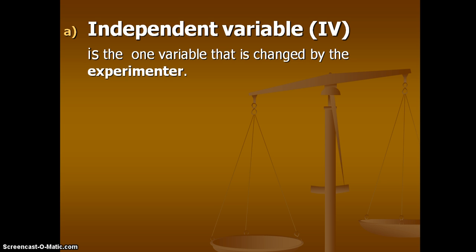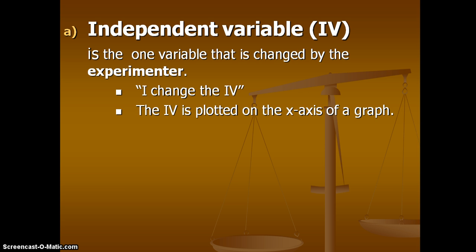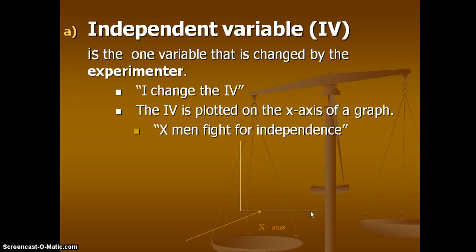An independent variable is the variable that is changed by the experimenter. We're going to remember that, and we talked about this little saying in class, that I change the IV, right? That's I as the experimenter and 1 changing the independent variable. And when we think about graphing, the independent variable is always going to be plotted on the x-axis. That's the bottom horizontal axis. We have another saying to remember where the x-axis is and how it relates to the independent variable, and that saying is X-Men fight for independence.